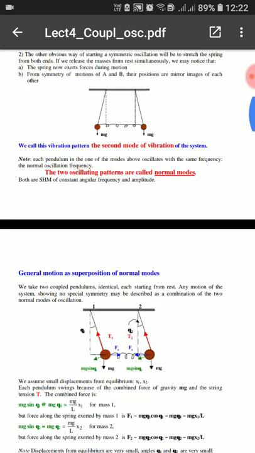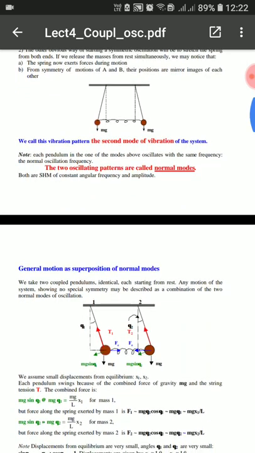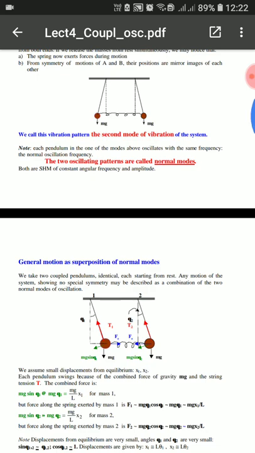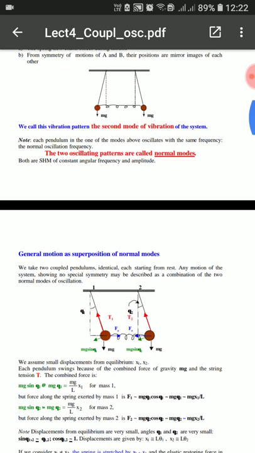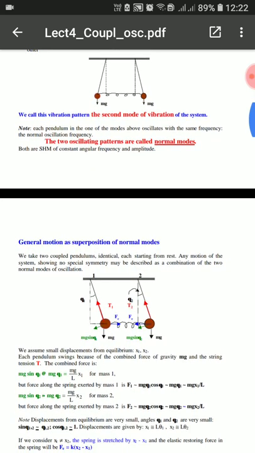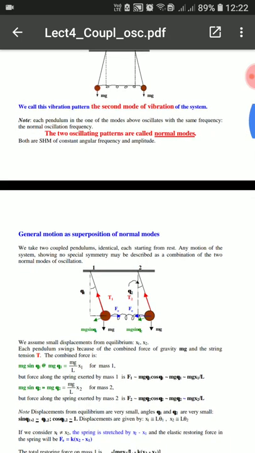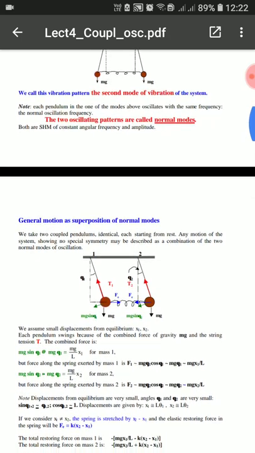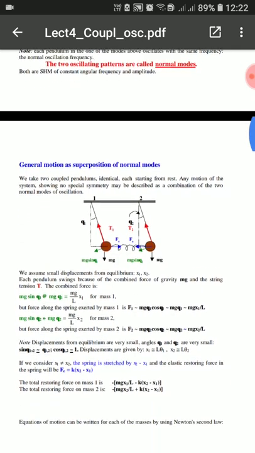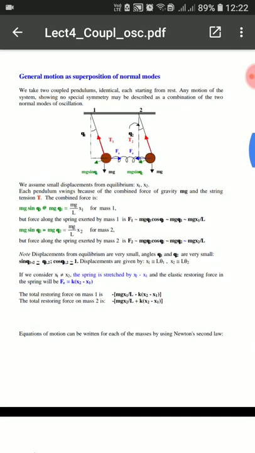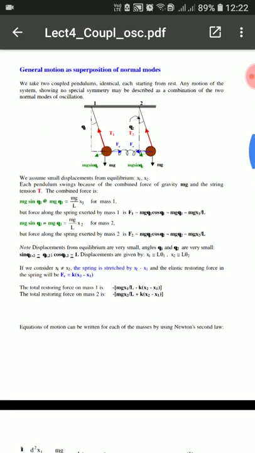Now note that each pendulum in either of the modes above oscillates with the same frequency, the normal oscillation frequency. The two oscillating patterns are called normal modes. Both are simple harmonic motion of constant angular frequency and amplitude. General motion as a superposition of normal modes.